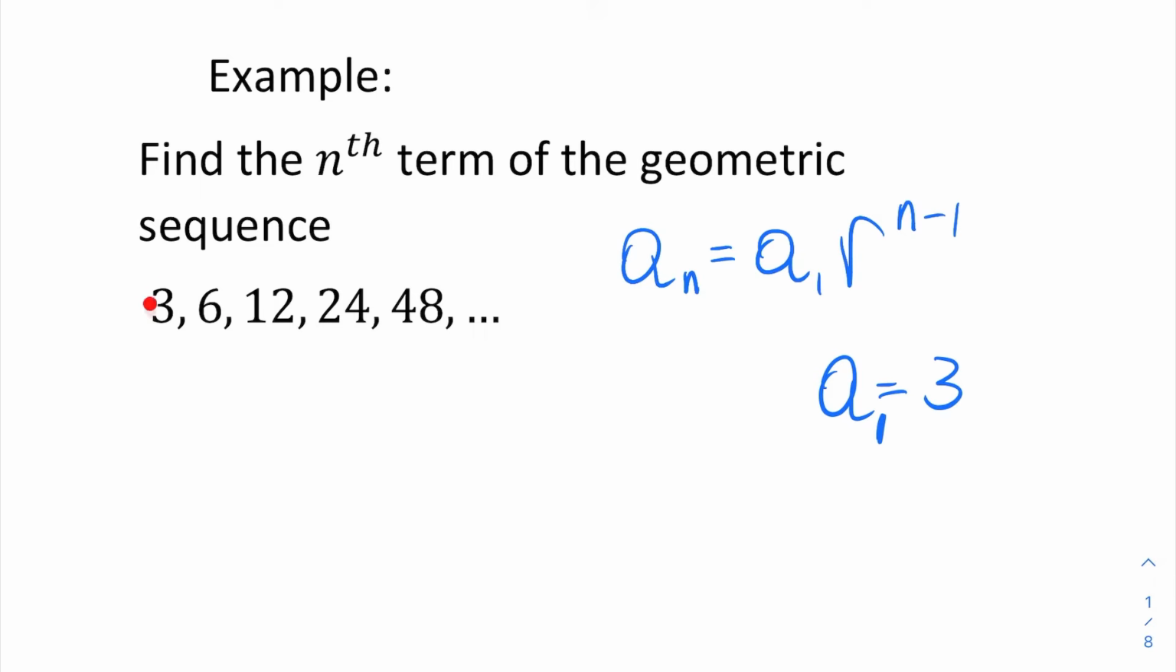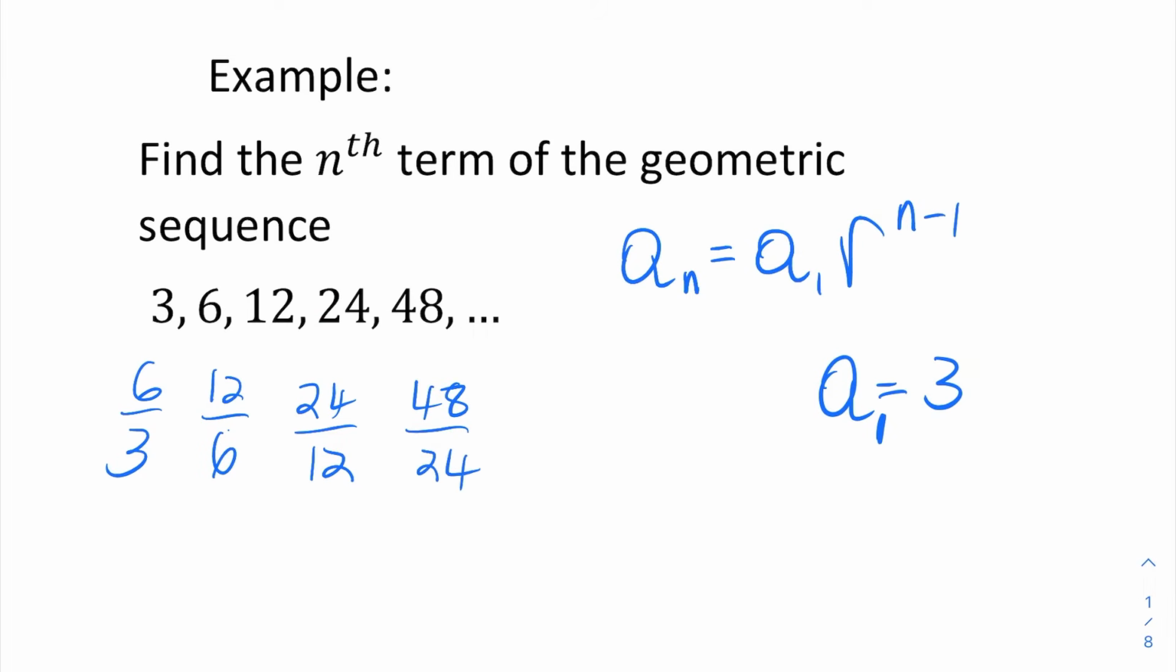So I find the ratio of 6 to 3, and the ratio of 12 to 6, and the ratio of 24 to 12, and the ratio of 48 to 24. And it turns out they're all equal. So there is a common ratio because those are all equal to 2. All those ratios are equal to the same number. So the ratio is common to all consecutive pairs, and that ratio is 2. So I found my common ratio.